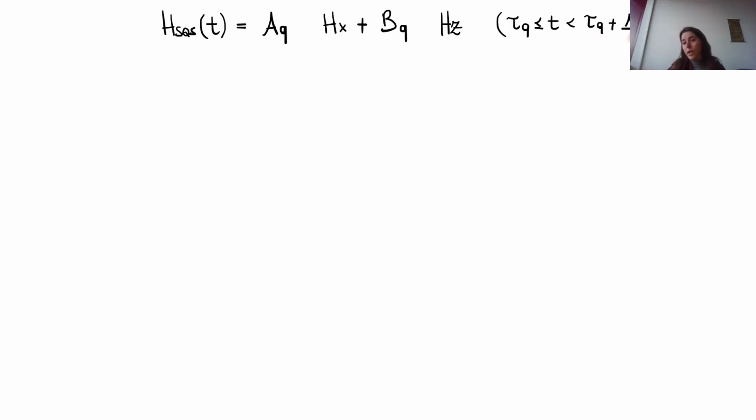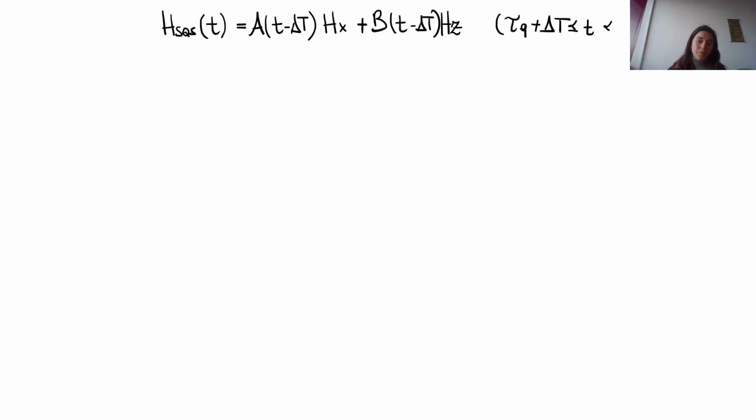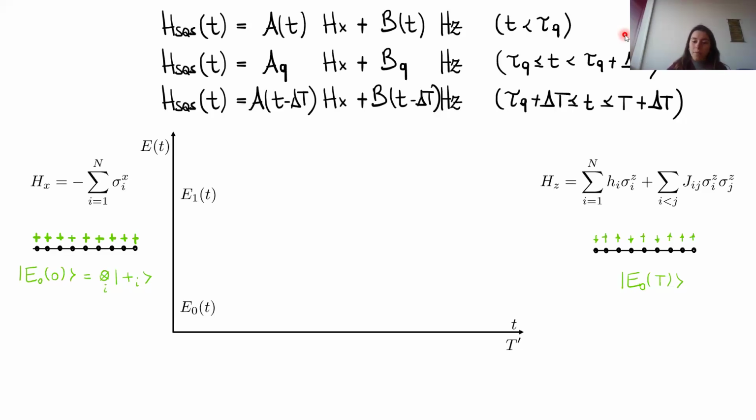Delta t is the quench duration. And after this quench has occurred, we go back and set the values of the annealing schedules to the value that they had before the quench occurred. And we let the system evolve up to a time that is now greater than capital T and is equal to capital T plus delta T, so equal to a value that we will call T prime.